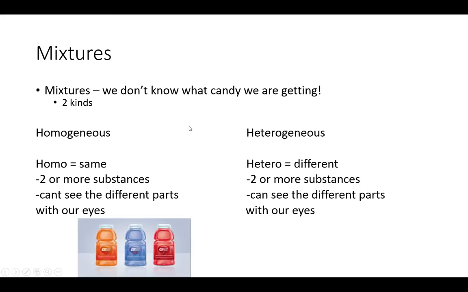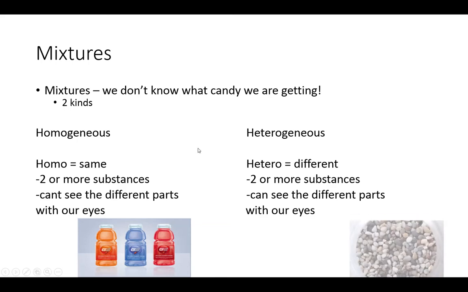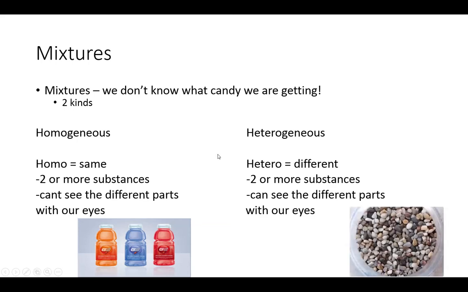Okay, now an example of a homogeneous mixture would be Gatorade. When I look in that Gatorade bottle, I just see a yellow, blue, orange, green liquid. I know there's different stuff in there. I know there's sugar and I know there's water, but I can't see the different parts. Or with heterogeneous, look at this pile of rocks. There's different rocks in there, and yeah, I can see the different kinds of rocks. There's different colors and different shapes and different sizes.